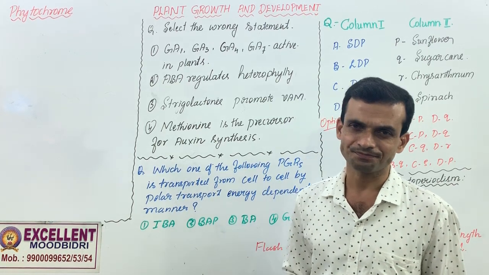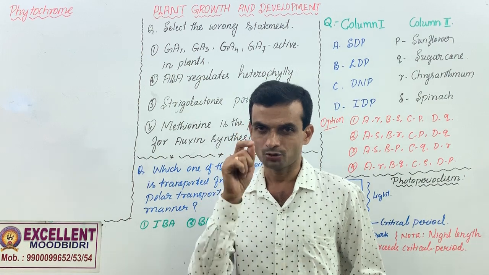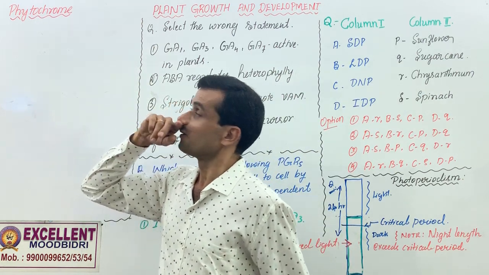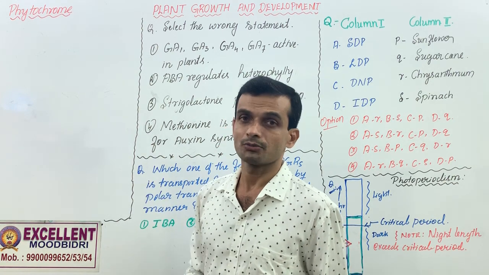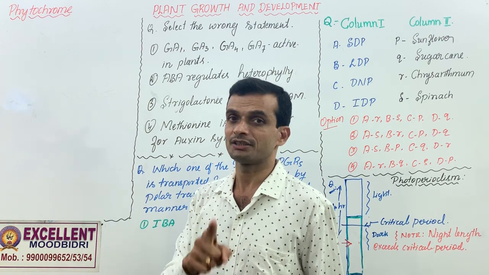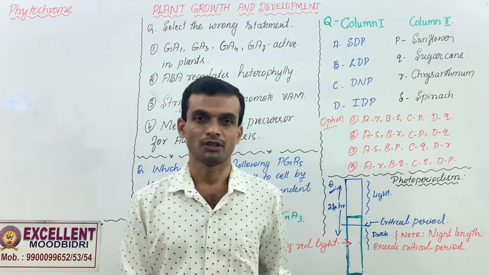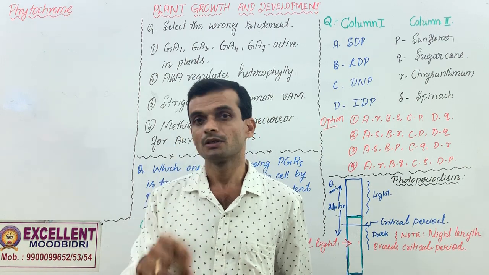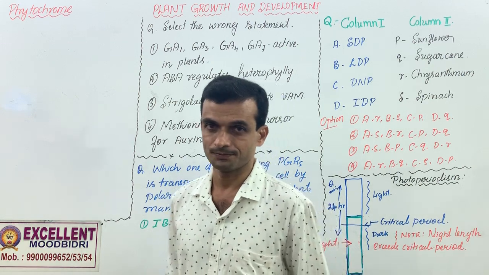Hi everyone. One of the important things that has to be focused on in the lesson Plant Growth and Development is phytochrome. There was a question about phytochrome in last year's paper. Before that also they have asked about phytochromes. What are phytochromes? How do they induce physiological changes in plants? We'll understand.